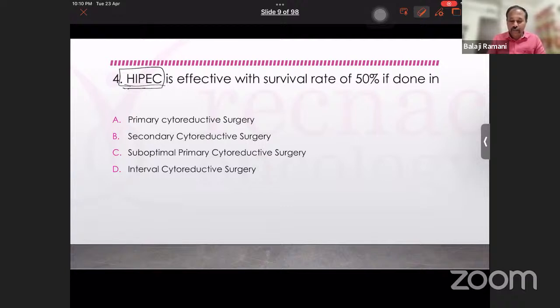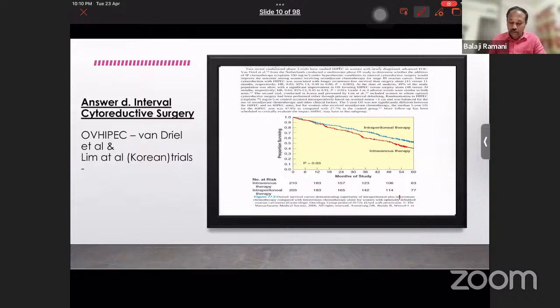Now, HIPEC, as we all know, stands for hyperthermic intraperitoneal chemotherapy. The role of HIPEC has been proven beyond doubt by that study, which showed that there is definitely good evidence of using HIPEC. But that was proven only in one setting, which is your interval cytoreductive surgery setting. It has been proven only in the interval cytoreduction surgery setting. In primary, the role is not proven.